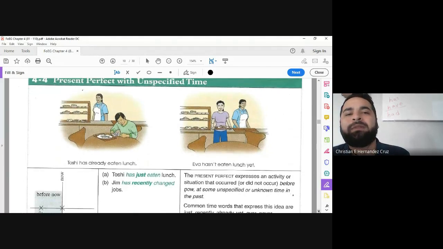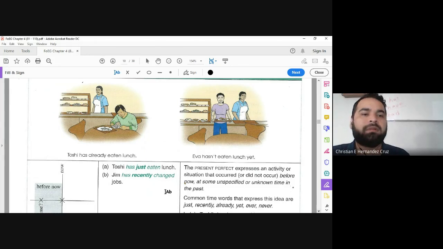So basically what this is, unspecified. That means that it doesn't have a definite time. So it doesn't tell you like at 6 p.m. It doesn't tell you last night. It just tells you that it occurred at some point. Okay.